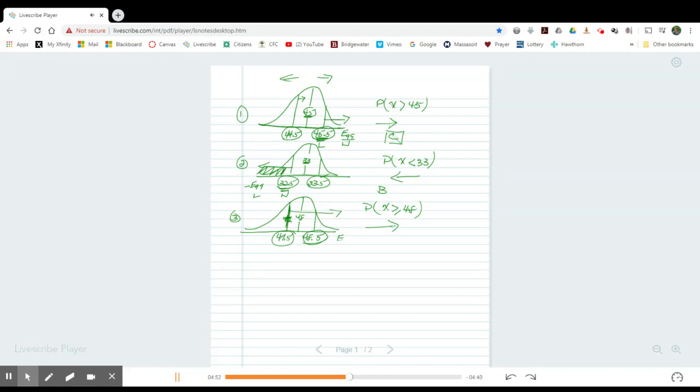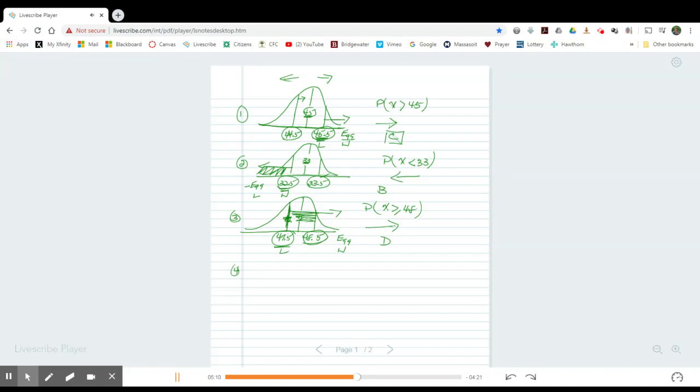So here again, if I was putting this into the calculator, this would be my lower limit. This E99 would be my upper, but he wants to know what area we're talking about. What's the area to the right of 47.5? Letter D.